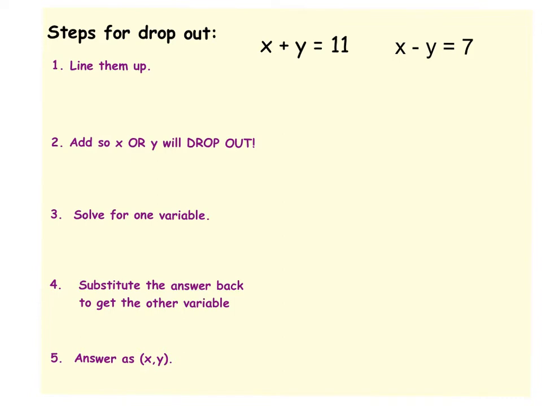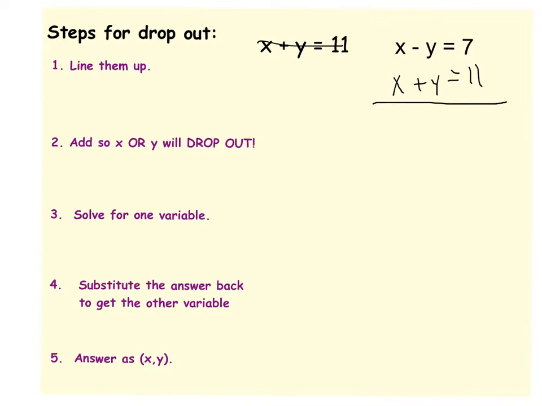Now, if your equations look like this, or they're separate like this, one of the first things you need to do is line them up. So we need one to be on top of the other. So I'm going to simply write the first equation over the other equation. All I did was rewrite that equation over here. You're going to draw a line underneath it.